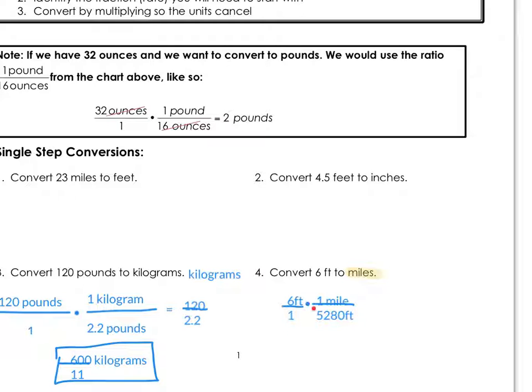So now that I have this in the denominator, feet over feet will cancel. So if that was helping you, you can cross them out to know that they do go away, the feet. And then I would be left with what I wanted. So then if I do 6 times 1, that's just going to be 6. And then divided by 5,280. And then if I reduce that in my calculator, I get 1 over 880 miles. And that's my final answer there.